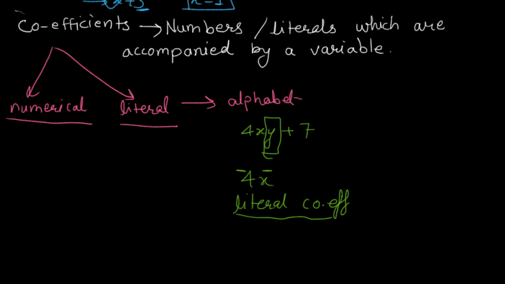And numerical coefficient: what is the numerical coefficient of xy? This is the term. So the numerical coefficient of xy is 4, but the literal coefficient of y or x is 4x or 4y respectively. So coefficients are numbers or literals, right. यहाँ पे literal भी है ना, so 4x is a literal. So numbers or literals which are accompanied by a variable are called coefficients.